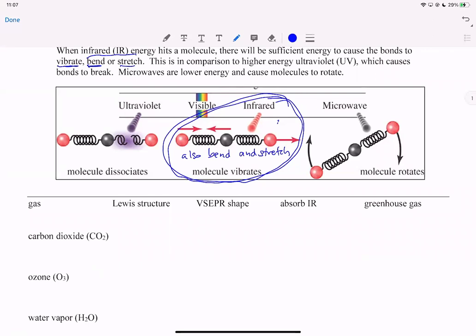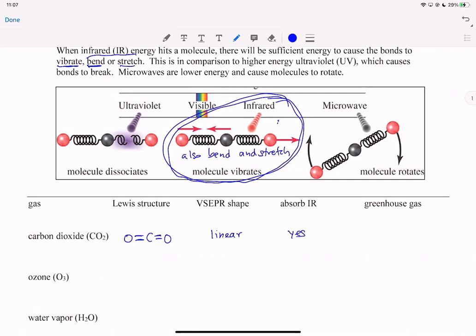Okay, so when we have the molecule shapes, we can try to understand how these absorb infrared heat. So we have the Lewis structure of carbon dioxide, this carbon with a double bond on either side. Now I'm not going to draw the other lone pairs on the oxygens because I'm focusing on the VSEPR shape, which is linear. So this is a linear VSEPR shape.